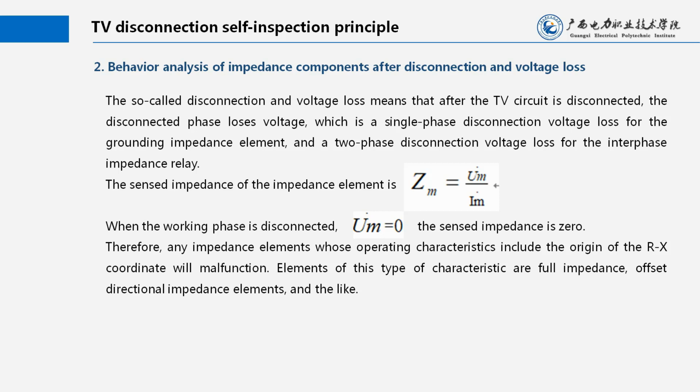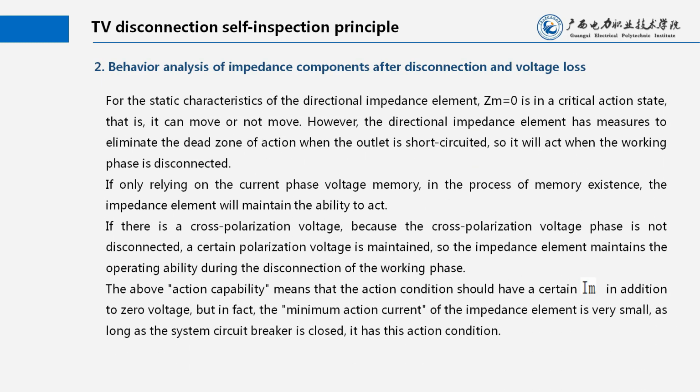0. Therefore, any impedance elements whose operating characteristics include the origin of the Rx coordinate will malfunction. Elements of this type of characteristic are full impedance, offset directional impedance elements, and the like. For the static characteristics of the directional impedance element, Zm equals 0, which is a critical action state, that is, it can move or not move. However, the directional impedance element has measures to eliminate the dead zone of action when the outlet is short-circuited, so it will act when the working phase is disconnected.